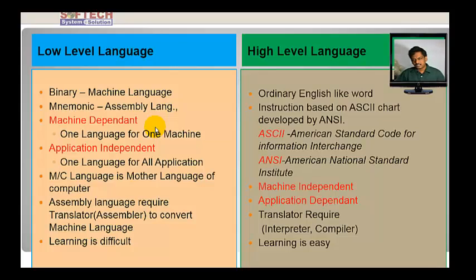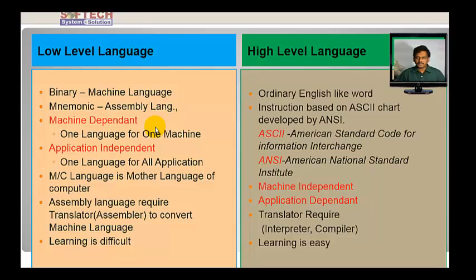High-level languages are in ordinary English-like words. Machine language has binary code. Assembly language has mnemonics. The symbols of high-level languages are in ordinary English-like words, that is input, accept, go to, if, while, for. This is closer to English words. So the learning is easy compared to low-level languages.